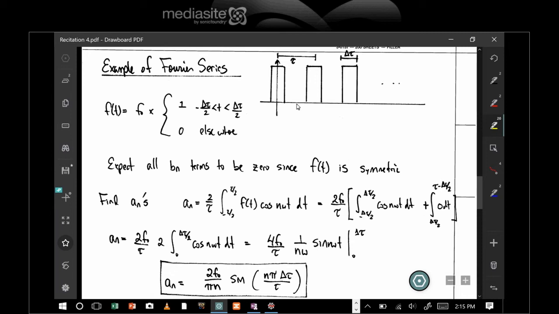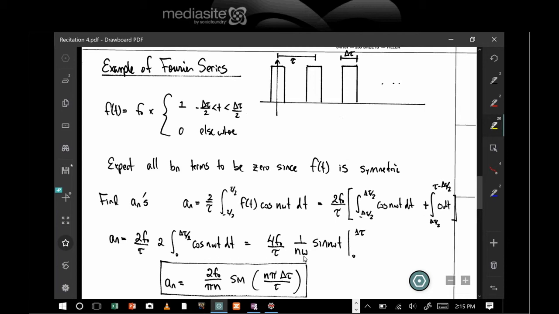However, cosine is an even function. And so to calculate the area from here to here, I can just say it's 2 times this area there. And that's what I do. Instead of going from minus delta tau over 2 to delta tau over 2, I go from 0 to delta tau over 2 and multiply all of that by 2. So that's an integral even I can handle. That's cosine. And so what I'm going to get is 1 over n omega sine. If I take the derivative of this, I get the argument of this.